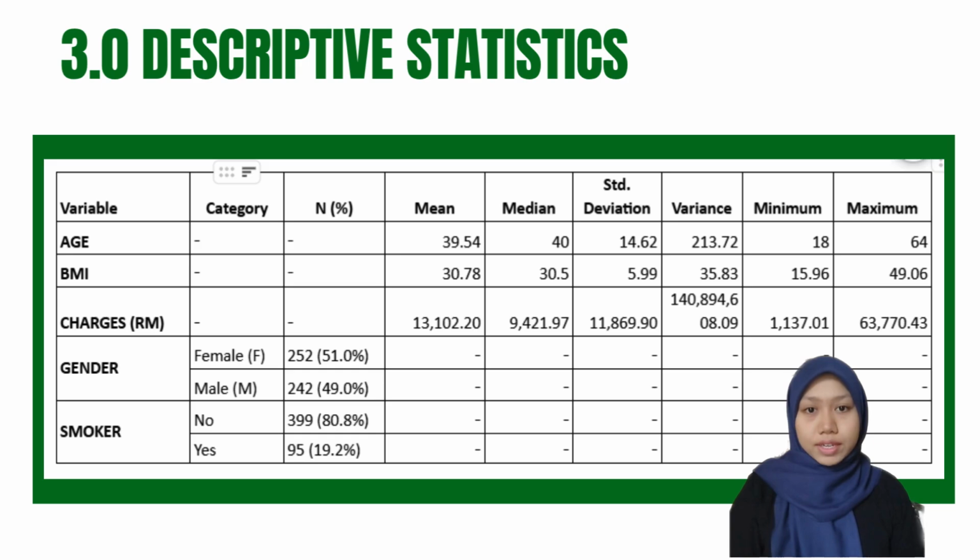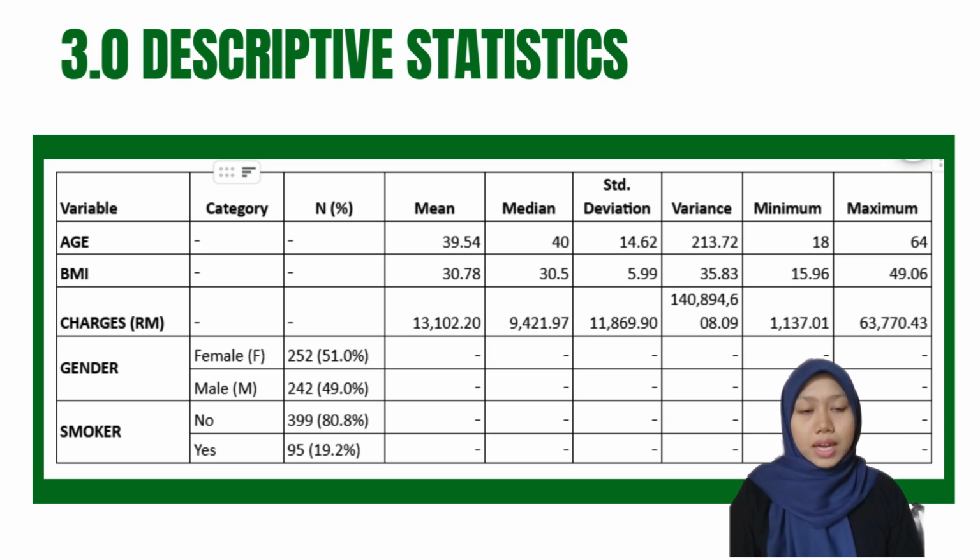Based on the table given, this analysis was conducted using a sample of 494 respondents. The purpose of this descriptive statistic is to summarize and describe the main characteristics of the data before conducting further statistical tests. First, for the age, the mean age of the respondents is around 39 years old, with ages ranging from 18 to 64 years old. This shows that the sample consists of adults from various age groups.